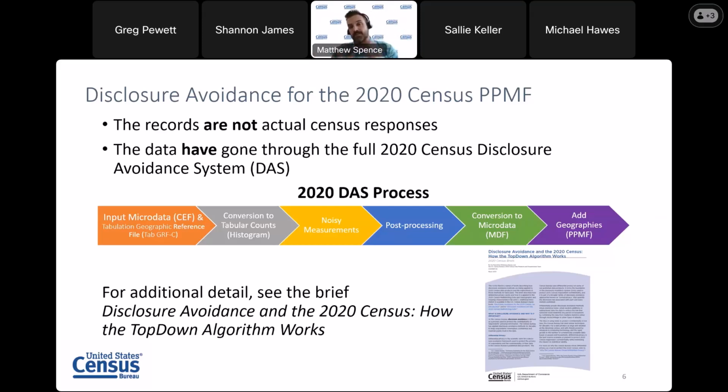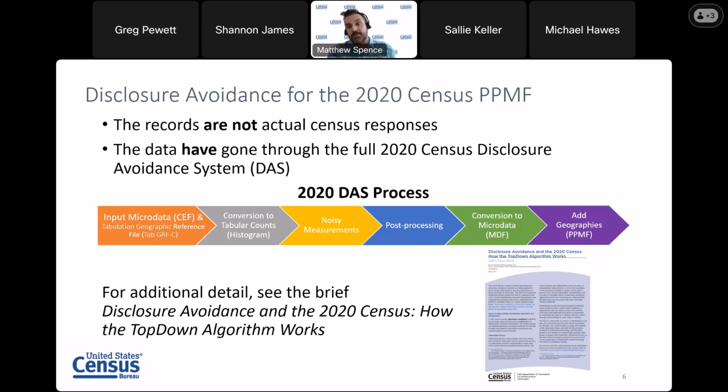But the post-processing will bring that back to zero, get that a little bit more consistent, remove negative numbers, and create consistency among geographies. So if you add up all of the 5-year-olds in my tract and all of my neighboring tracts in a county, that will equal the number of 5-year-olds in the county. That happens during the post-processing step.